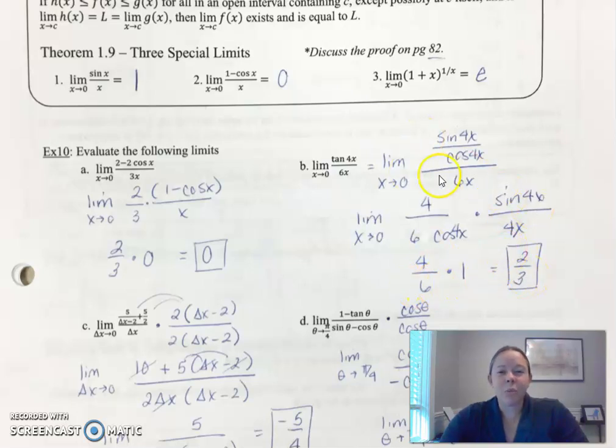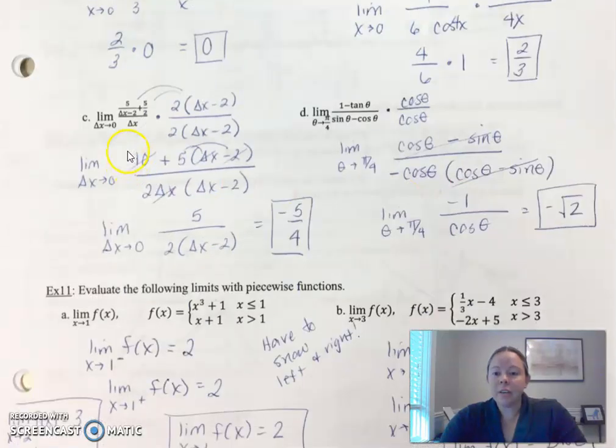Just a fun little manipulation, but it has to be legal. Make sure everything you do is legal. Also notice that I'm consistently writing the limit notation until I actually plug that 0 in. Until I solve the limit, you have to write your limit notation.